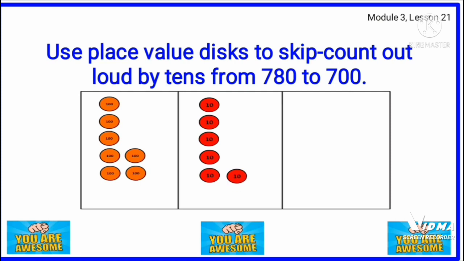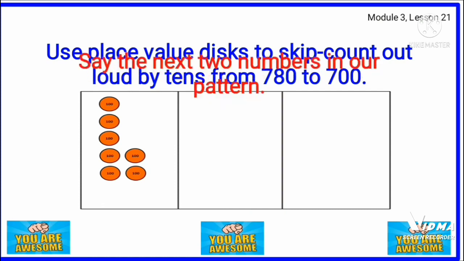770, 760, 750, 740, 730, 720, 710, 700. Let's count it backwards. And you say the next two numbers in our pattern. If we remove two more tens from 700, what will you get? 690, 680.